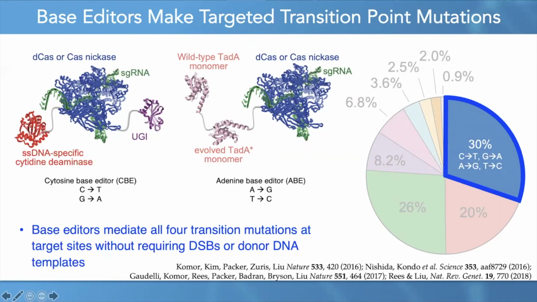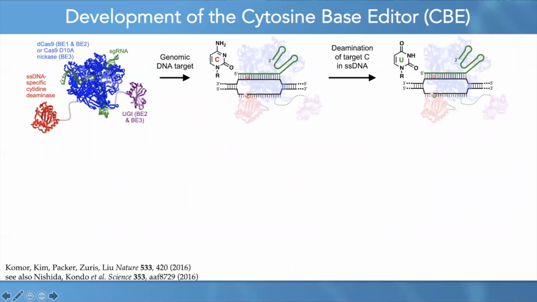Base editors use catalytically impaired CRISPR-Cas nucleases to target a desired DNA sequence, but instead of cutting the DNA, they use naturally occurring or evolved deaminase enzymes to directly convert a targeted base to another base. Additionally, base editors guide DNA repair processes to make this conversion permanent on both DNA strands. The first reported base editors were cytosine base editors, developed by a team led by former postdoc Alexis Komor, now an assistant professor at UCSD.